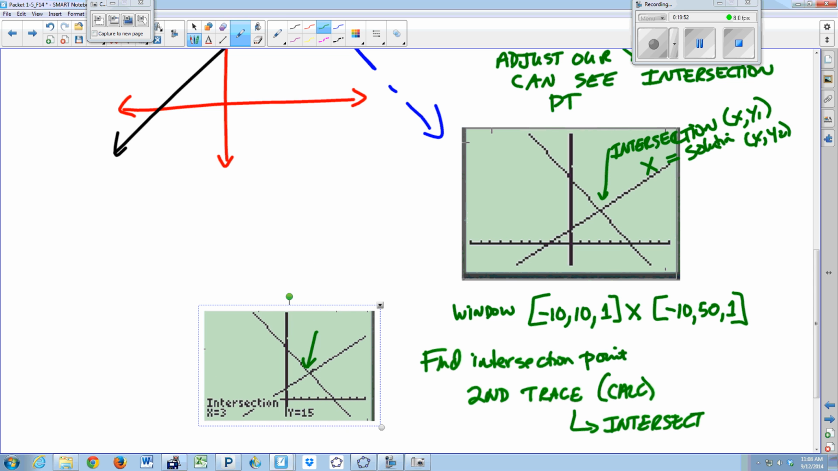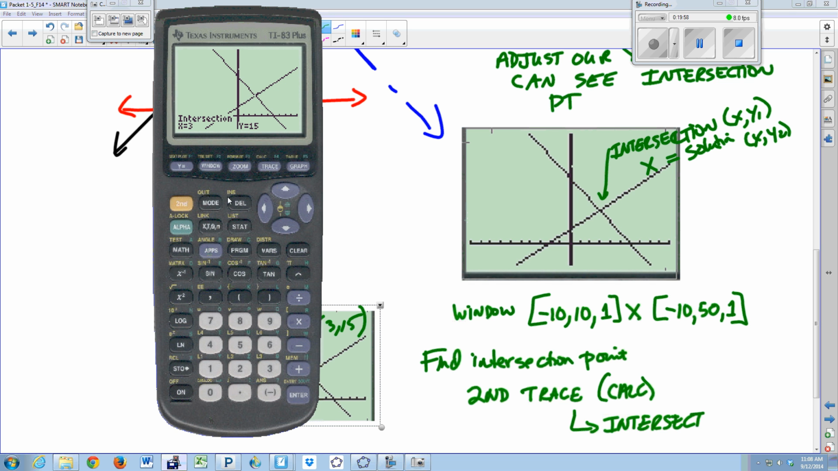All right. So what's the fast way of doing that without even having to do all that work? The fast way is this. So you go up to second trace. Let's go here, second calc. Go down and say intersect, and this is really great. All you do is go enter, enter, enter. Voila, there's your answer. You don't even have to move that cursor about at all. Enter, enter, enter, boom, it pops up.